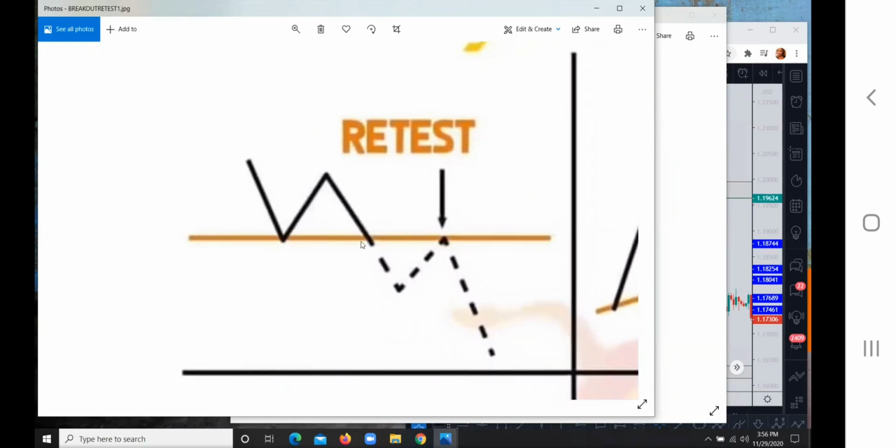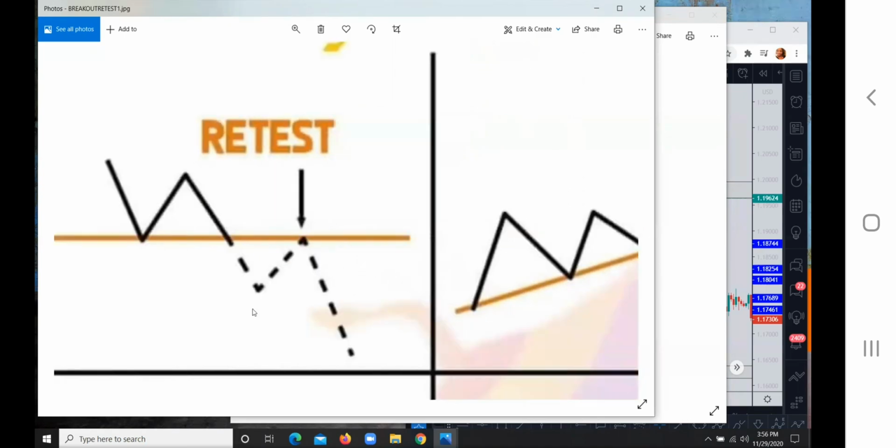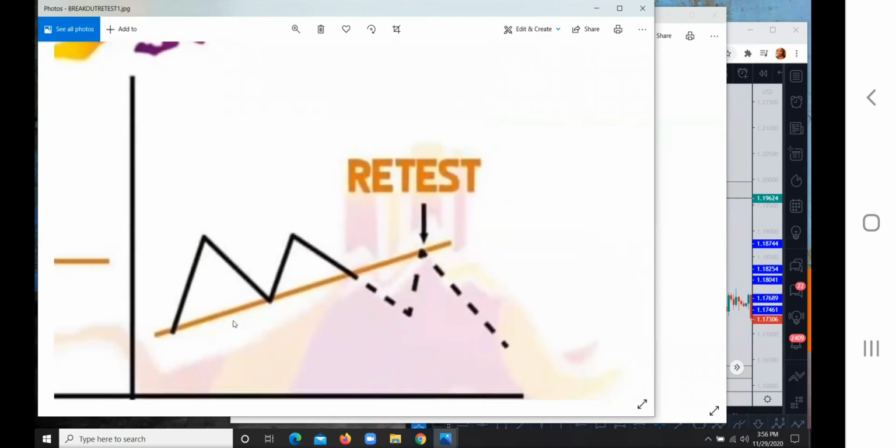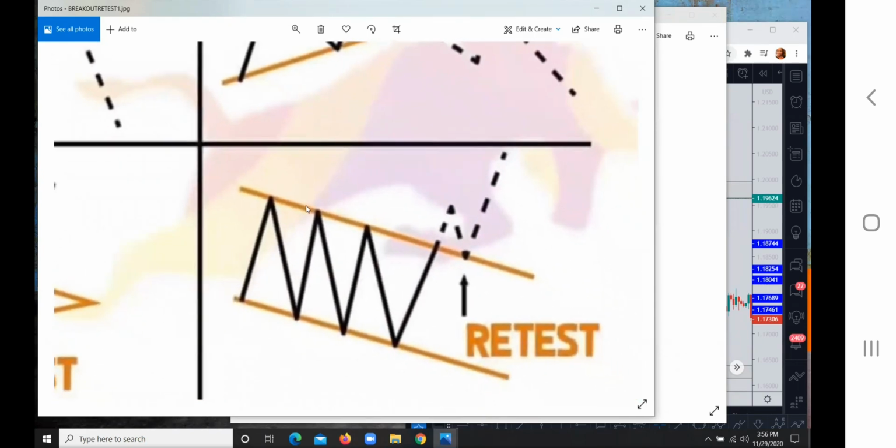Price was bouncing off this support line and then it broke out, retested or pulled back and formed resistance, and then price continued in that direction. This is our actual reversal. Okay. And we have the trend line retest where price is bouncing off this in an uptrend, or an ascending trend line. Price broke out, retested or pulled back to the trend line, and then reversed into the other direction. You see that all the time.